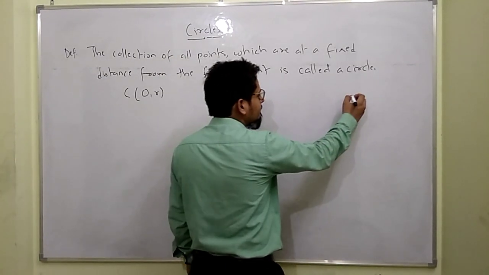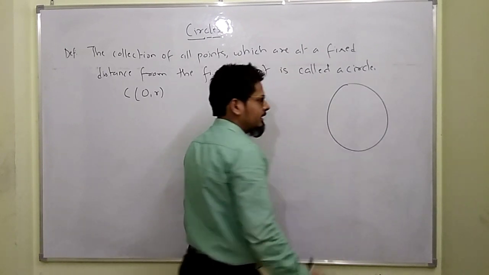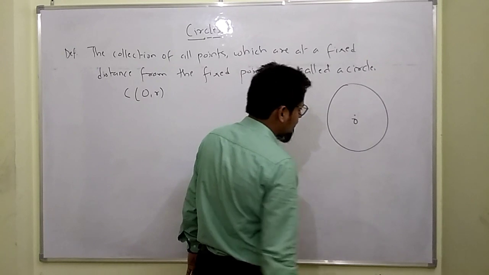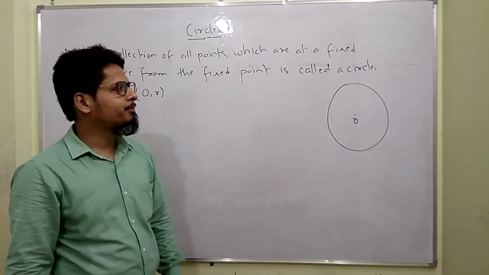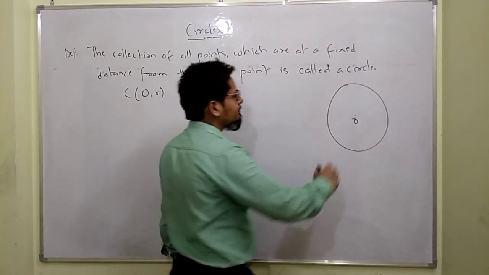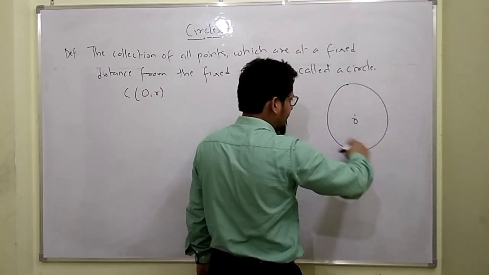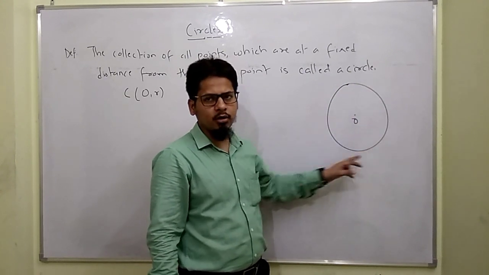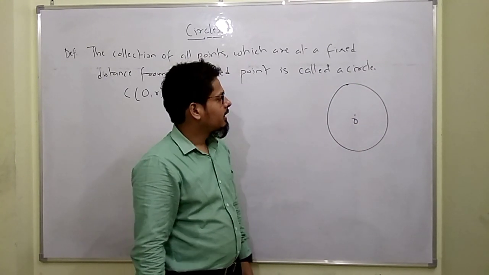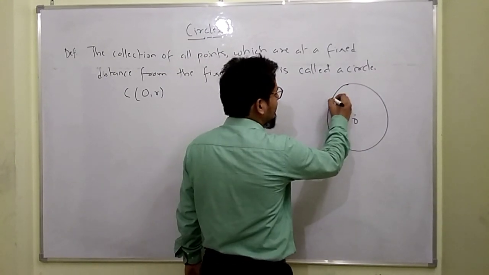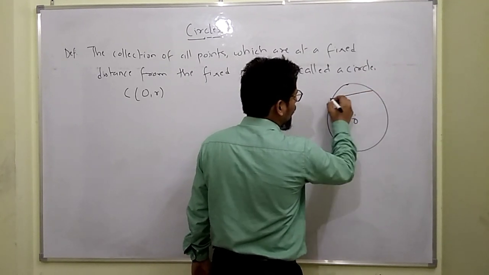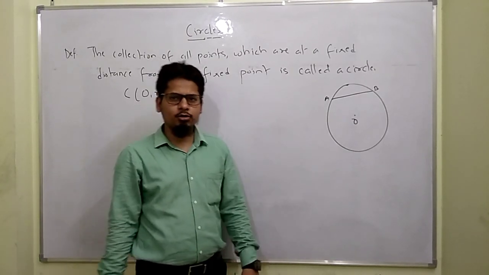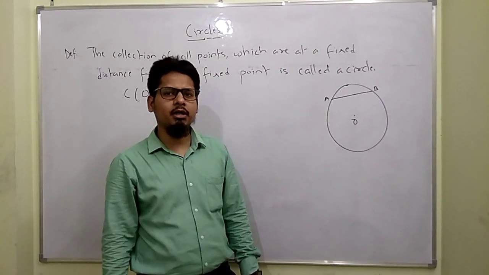So if you see, it is a circle, its center is O. After this, I am going to explain a few terms. First, you see, the periphery of the circle is called the circumference of the circle. Next, a line segment joining any 2 points of the circumference is called a chord.